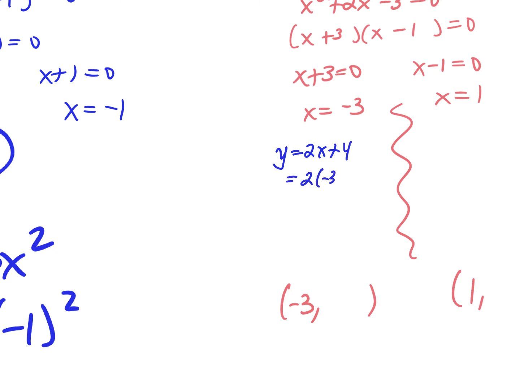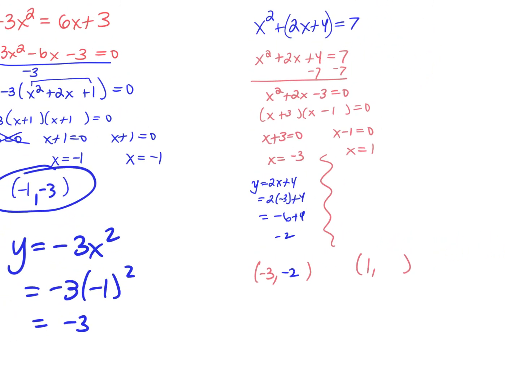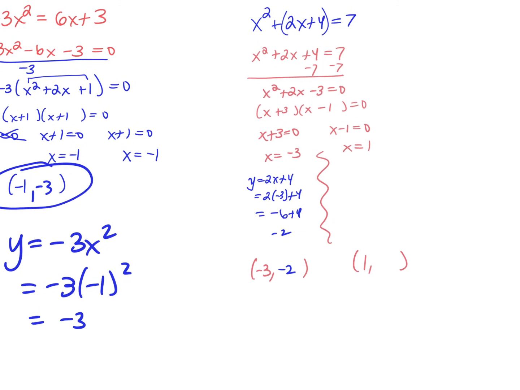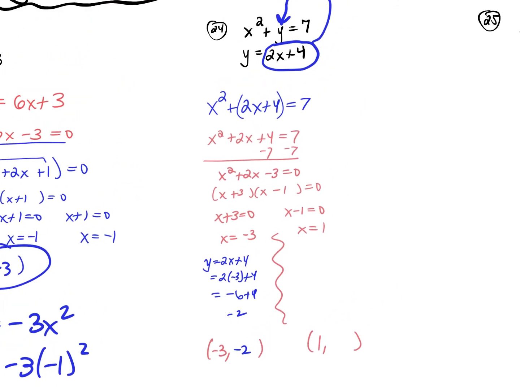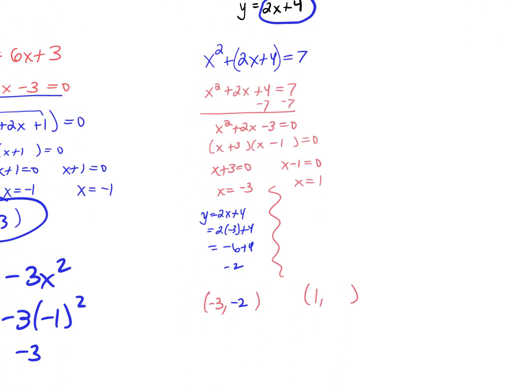So 2 times negative 3 plus 4. What's 2 times negative 3? Negative 6 plus 4 is negative 2. So your first intersection point is negative 3, negative 2. What's going to happen when I plug negative 3 in for x and negative 2 in for y in my original equation? What's going to happen when I plug them in up here? It's going to be true, right? So same thing over here. I'm going to plug in.